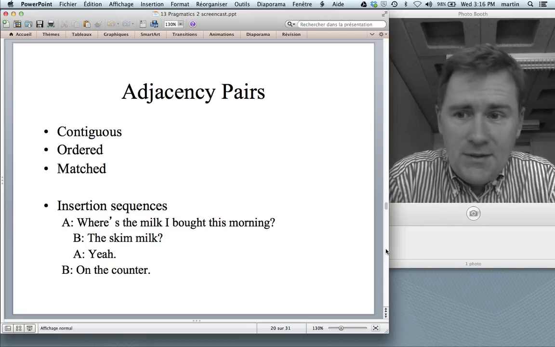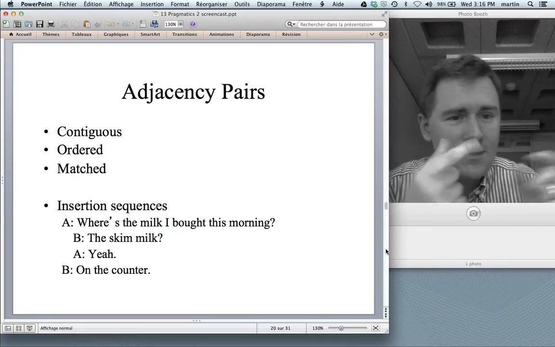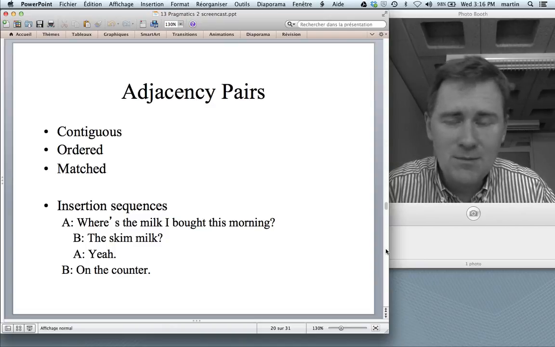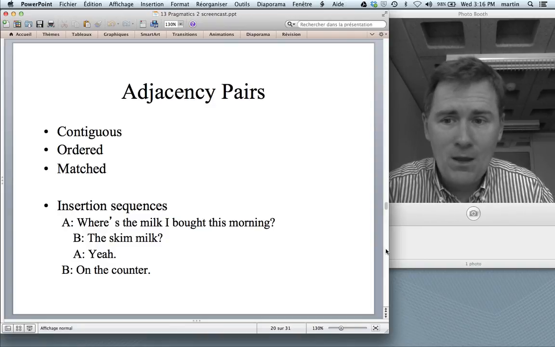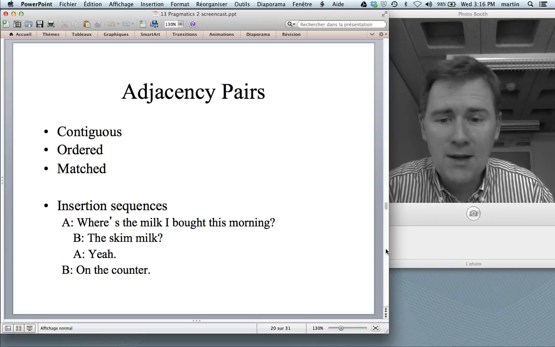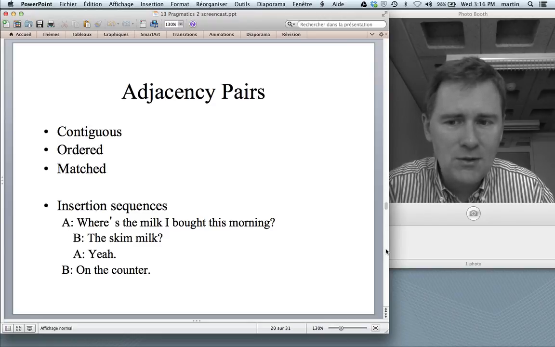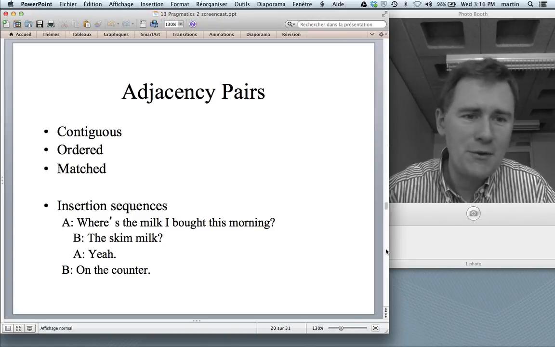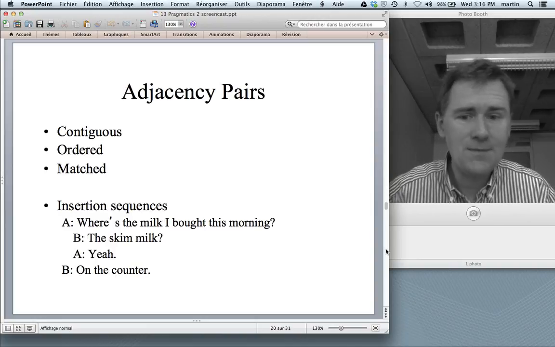There are different types of adjacency pairs in terms of their structure. They can be contiguous, so you have the first part directly followed by the second part. They can be ordered and they can be matched. So that you have these insertion sequences, an adjacency pair within an adjacency pair. Person A says, "Where's the milk that I bought this morning?" B asks, "The skim milk?" A says, "Yeah." And B then provides the response to the first question: "On the counter," only after a second adjacency pair has been completed.